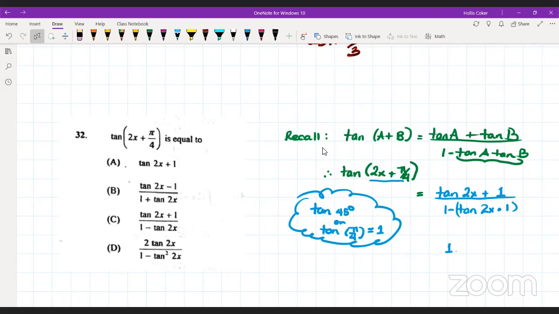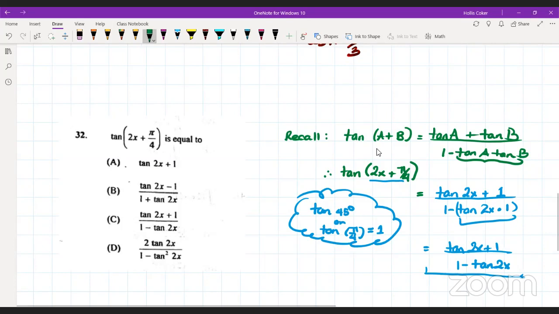Okay, it looks like it will be C. Tan 2x plus 1, all over 1 minus tan 2x. There you go. That's the answer. Answer there is C.